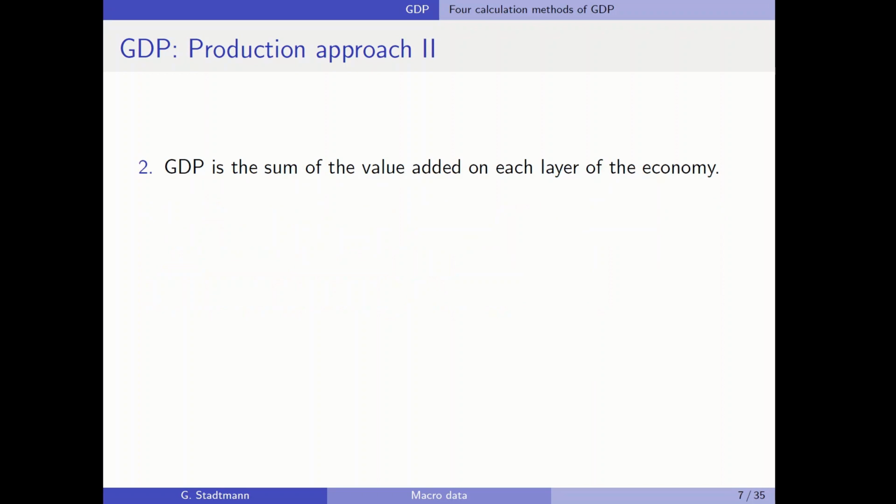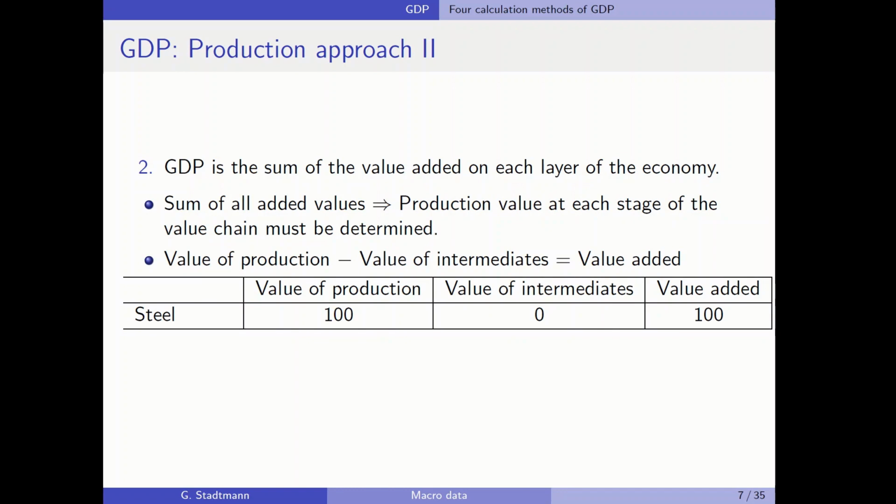Let's have a look at the production approach number 2. GDP is the sum of the value added on each layer of the economy. So here it is very important that in the first step we have to find out what is the value added in company 1, what is the value added in company 2. So we have to sum up all the added values. The production value at each stage of the value chain has to be determined. The value added is equal to the value of production minus the value of the intermediates.